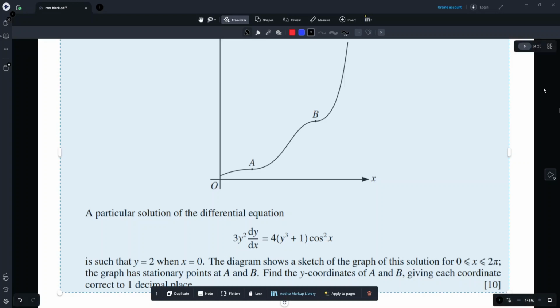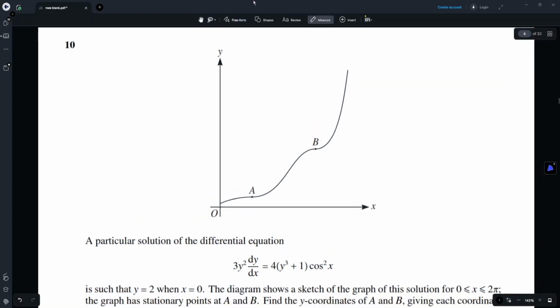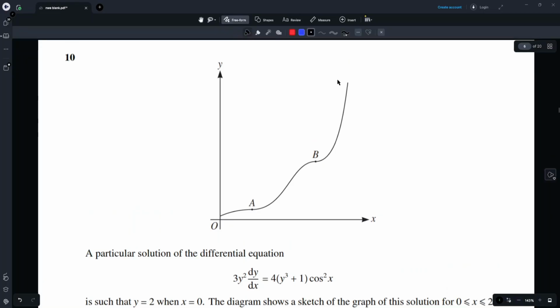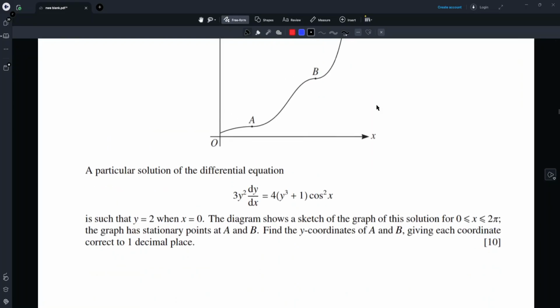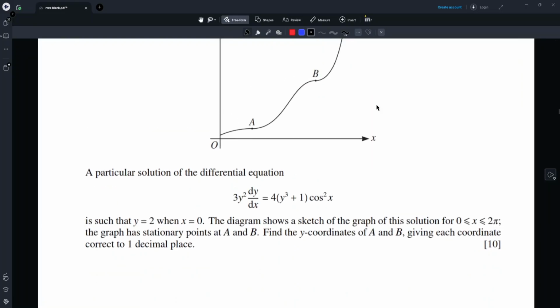Let's try this 10-mark headbanger, maybe. So what we have here is a very long 10-mark question of differential equation. Oh, wow. How am I going to deal with this? How will I even deal with this?